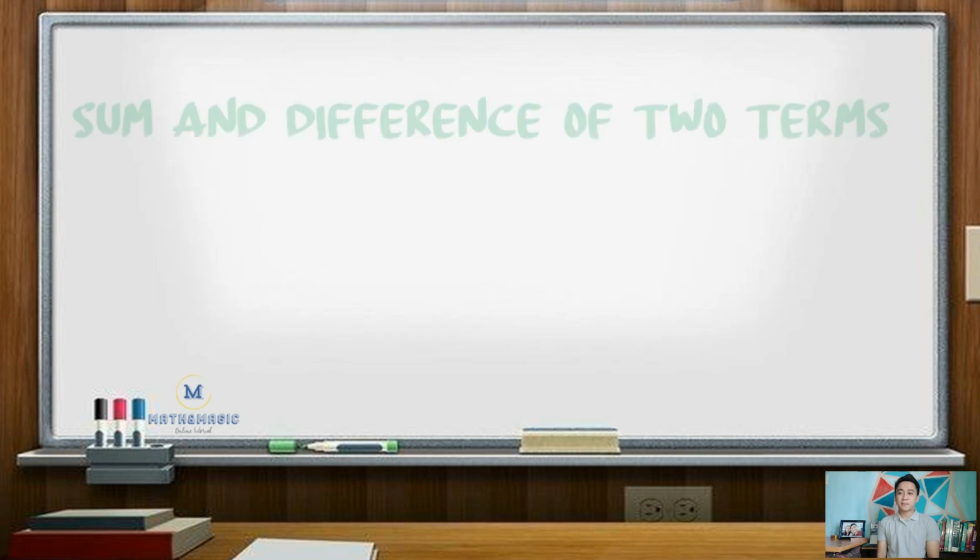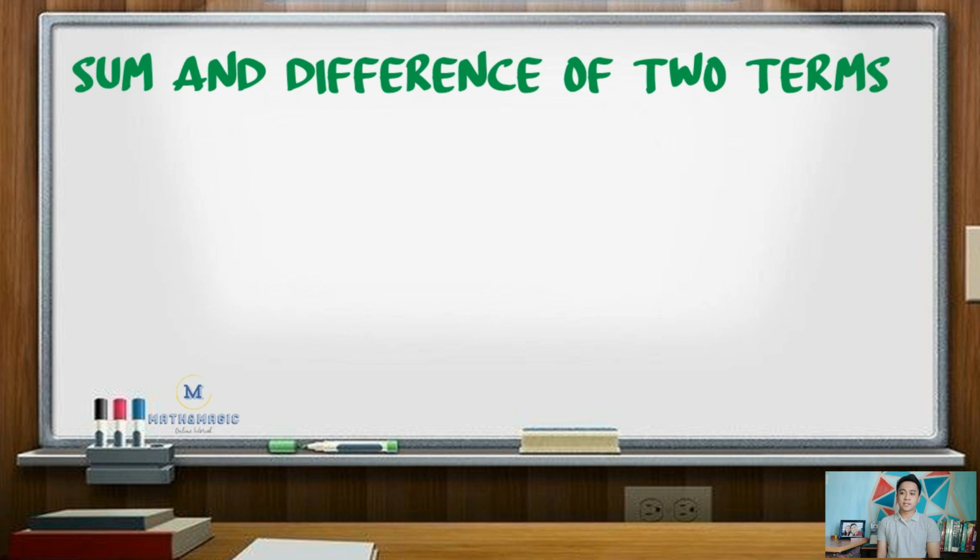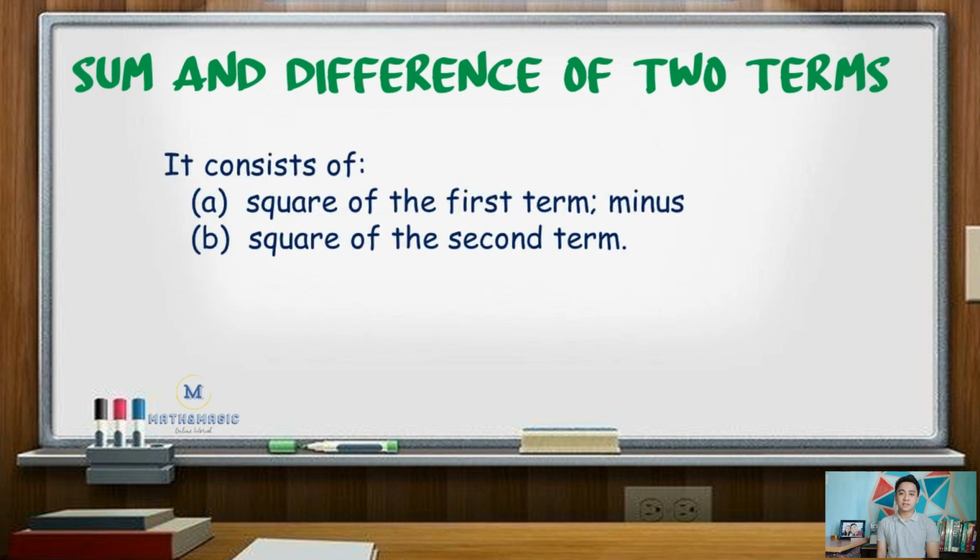Next, we have the sum and difference of two terms. The product of the sum and the difference of two quantities is a difference of two squares. That is the square of the first term minus the square of the second term. In symbols, using a and b, we have quantity a plus b times quantity a minus b is equal to the square of a minus the square of b.